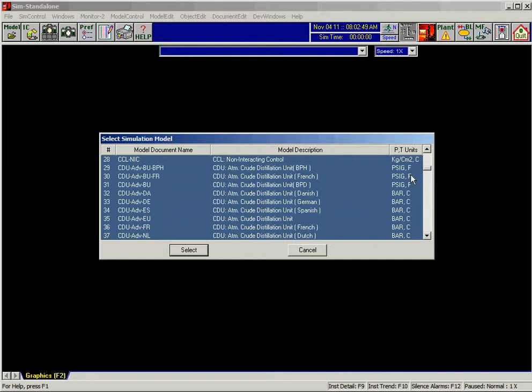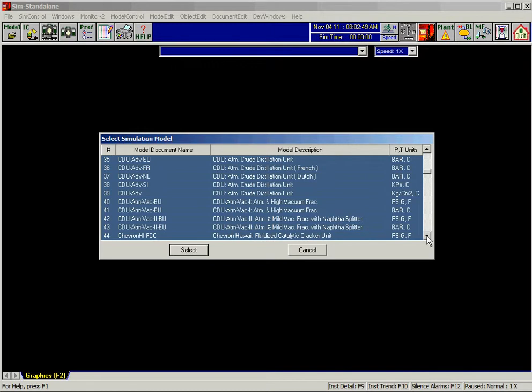They come in different engineering units, PSIG, degrees Fahrenheit, bars, Celsius, some different languages, and we can also do Chinese translation for the manuals. So we have one with an atmospheric column. Another variation is atmospheric and high vacuum fractionation combined. And then we have a third variation, atmospheric and mild vacuum fractionation with the naphtha splitter in the overhead section.